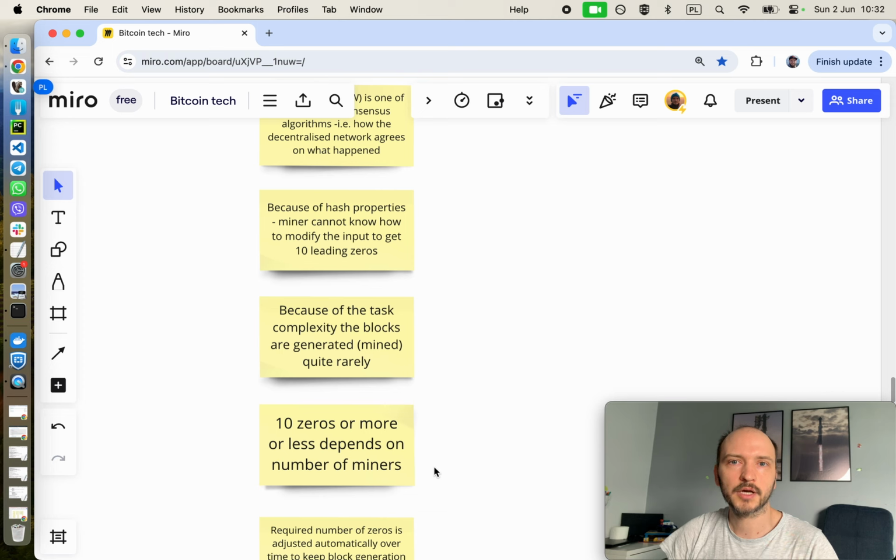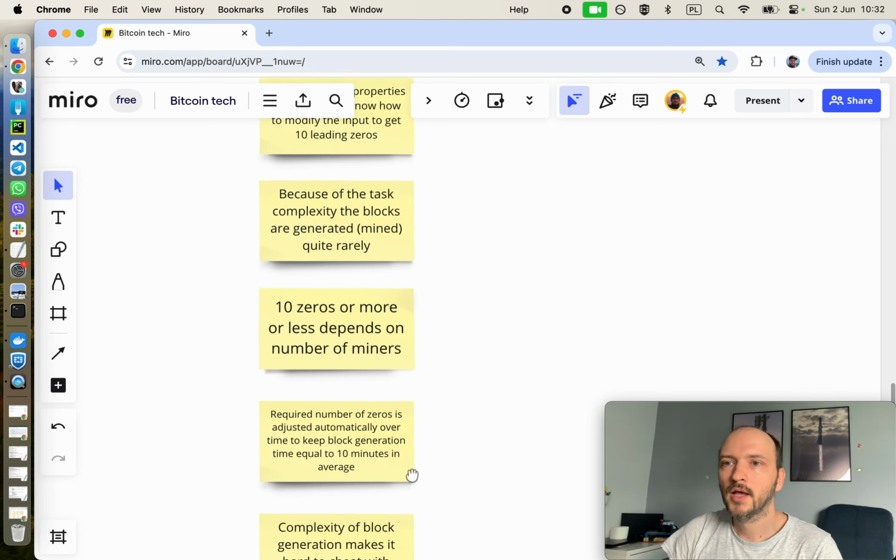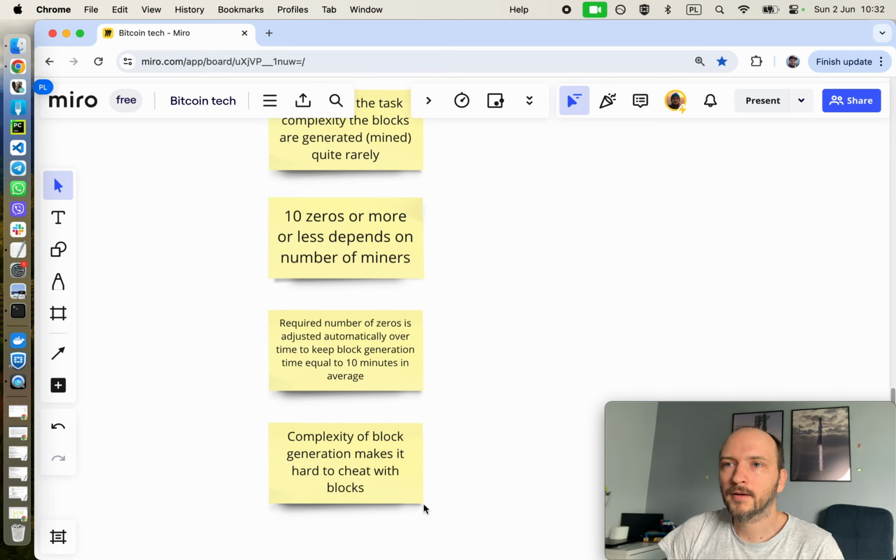Not every second. And the number of zeros, whether it is 10 or more or less, depends on the current power, like how many miners there are in the network. If the number of miners increases, then the complexity increases and more zeros should be at the beginning of the hash. If there is a smaller number of miners, then the complexity decreases. This number of zeros is adjusted automatically. It's just programmed inside the Bitcoin algorithm.